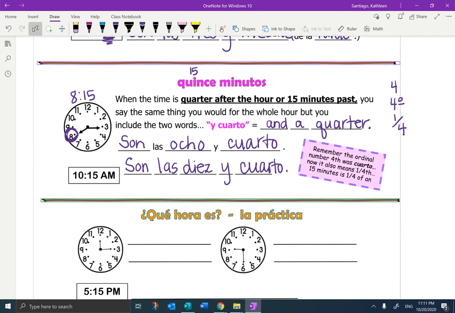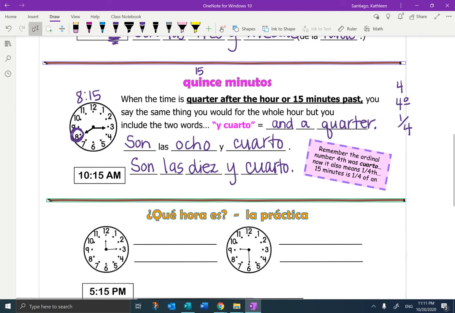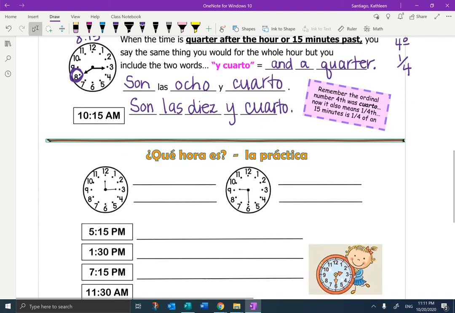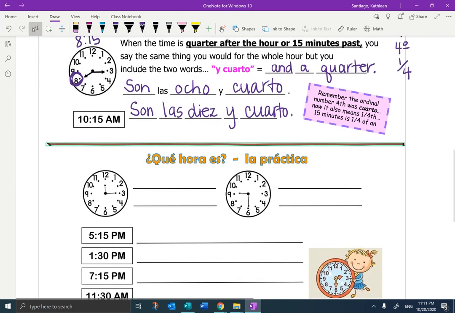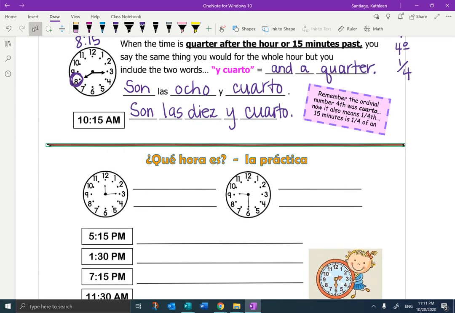Okay. ¿Qué hora es la práctica? So these are some clocks for you to do practice on. Before I start the practice, though, I wanted to just practice one more. Let's do 1:15. Why? Because I want to remind you that when you're doing 1 o'clock, you have to change back from son las to es la. Then you're going to say una, y, and then your cuarto.